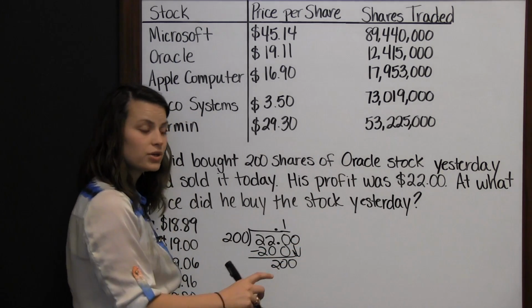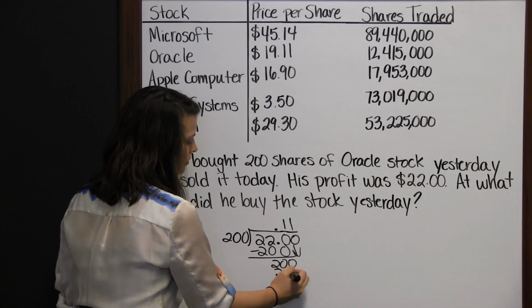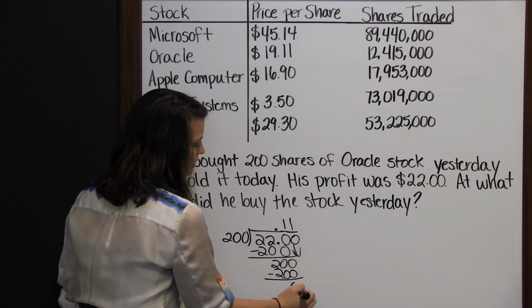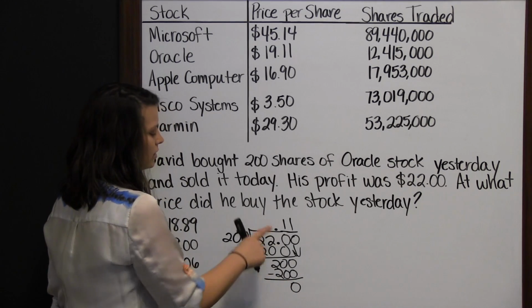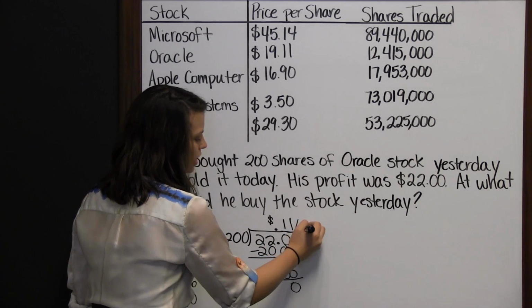200 goes into 200 one time. 200 times 1 is 200. We subtract and we get 0. Now we know that he made 11 cents per share.